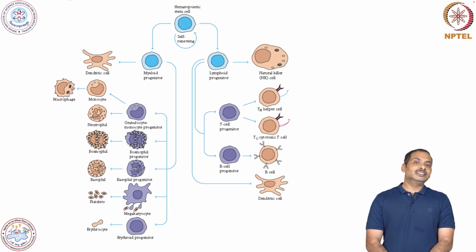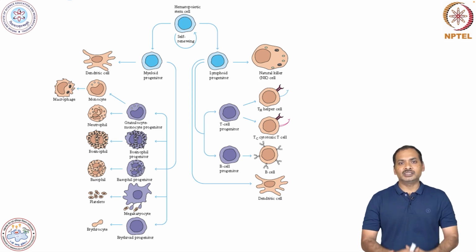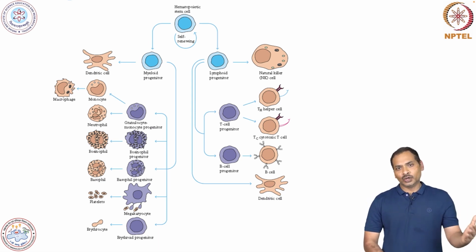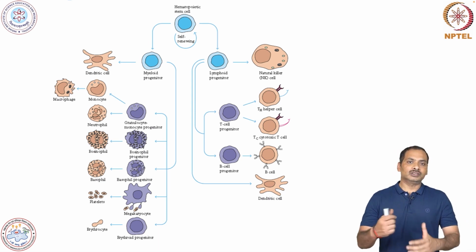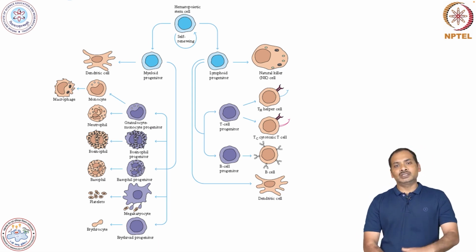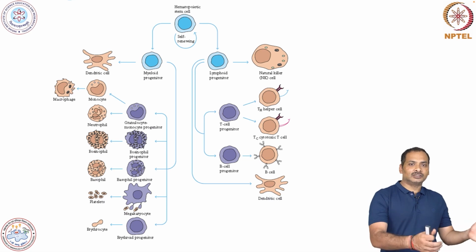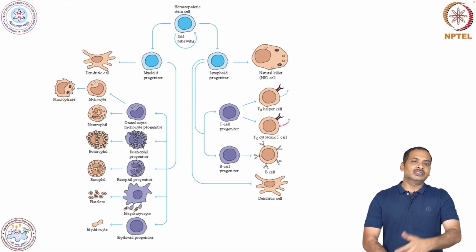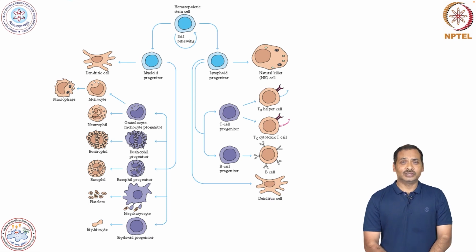Okay. And these hematopoietic stem cells basically differentiate into two major lineages. One is myeloid and another is lymphoid. Okay. And this myeloid and lymphoid lineage basically give rise to a set of cells. So, myeloid cells basically give rise to dendritic cells, as you can see in this slide.